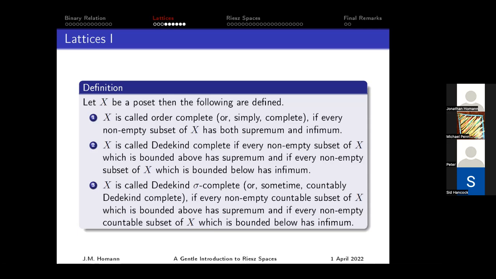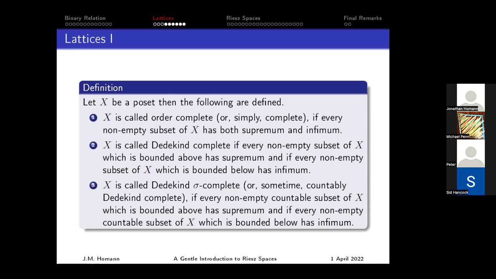But of course, if supremum exists, it is bounded above. And if infimum exists, it is bounded below. We'll say that the poset X is Dedekind complete if every non-empty subset of X which is bounded above has supremum, and if every non-empty subset of X which is bounded below has infimum.